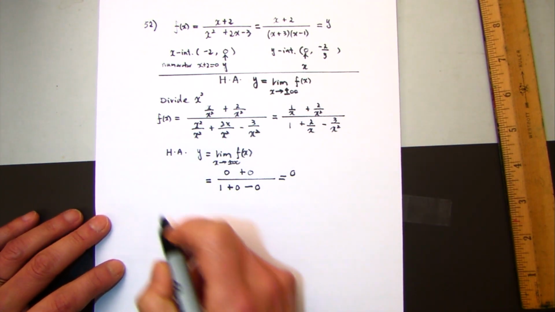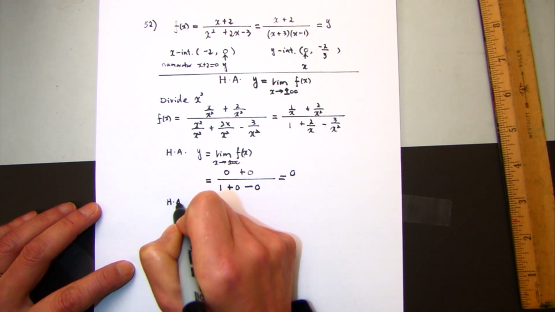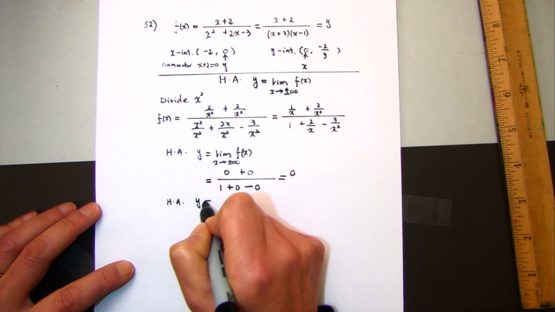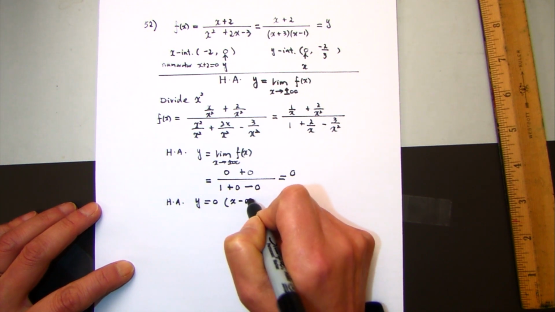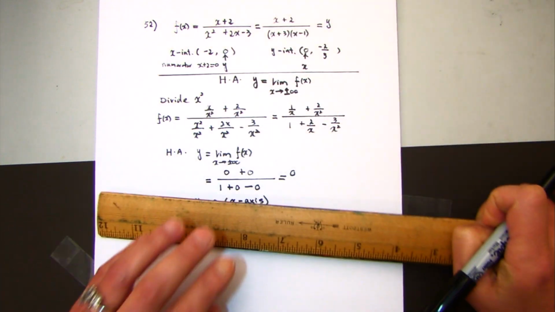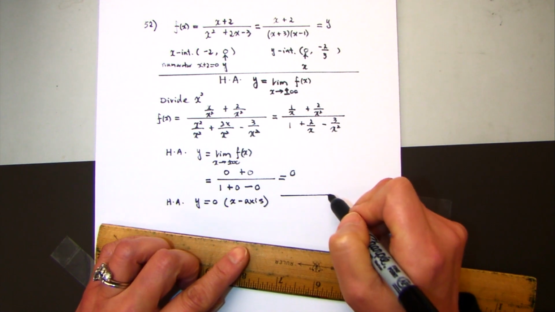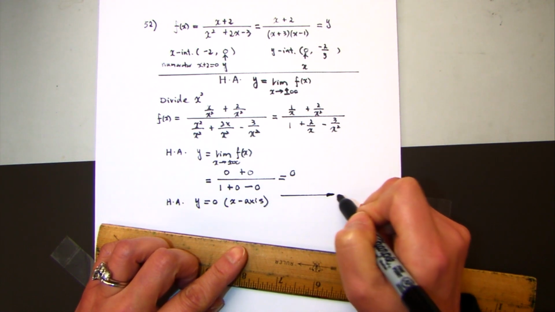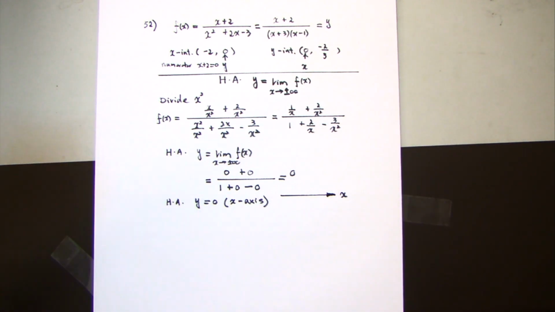So what does that mean? Where's your horizontal asymptote? The horizontal asymptote is at y equals 0. Y equals 0 is also the x-axis. Okay. Here's a tiny sketch to illustrate the situation. So here is your horizontal asymptote, which is the x-axis.